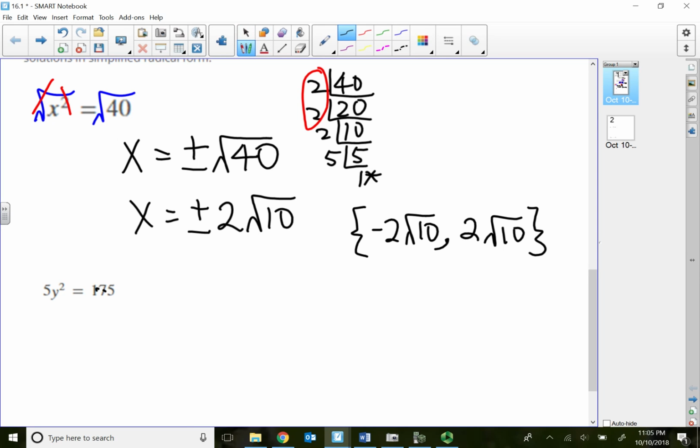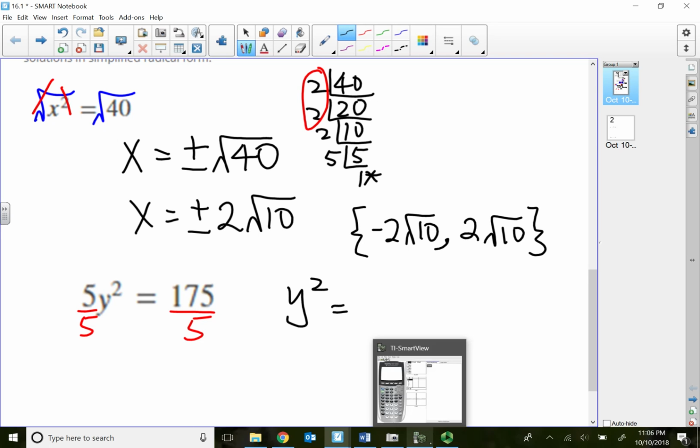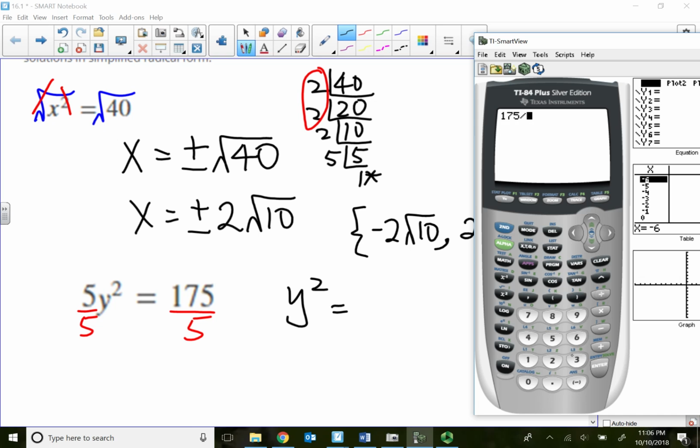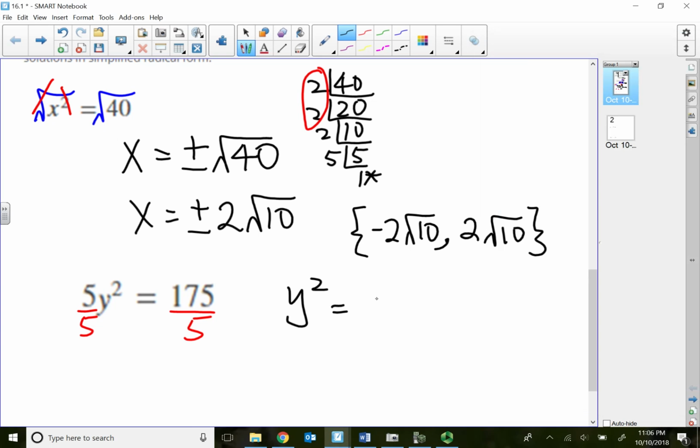All right, this problem is very similar, except now I actually have a 5 in front of my leading term, y squared. So to isolate my y squared, I can go ahead and divide both sides by 5. That will give me y squared equal to, let's see, 175 divided by 5, 35. As you can see, if I move my 35 over, I really can't factor y squared minus 35. So here we can use our square root property.